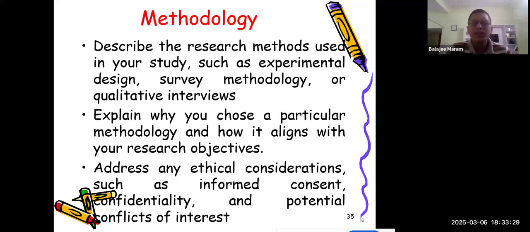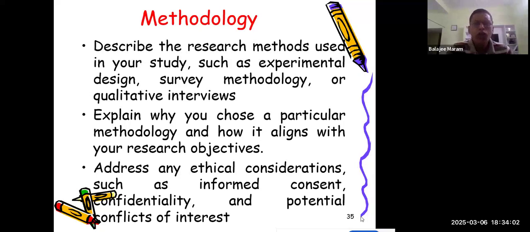Describe the research methods used in your study, such as experimental design, survey methodology, or qualitative interviews. Okay, that is the first point. Second point, explain why you chose a particular methodology and how it aligns with your research objectives. Okay, that is the second one. Third one, address any ethical considerations such as informed consent, confidentiality, and potential conflicts of interest. These are important points related to methodology.